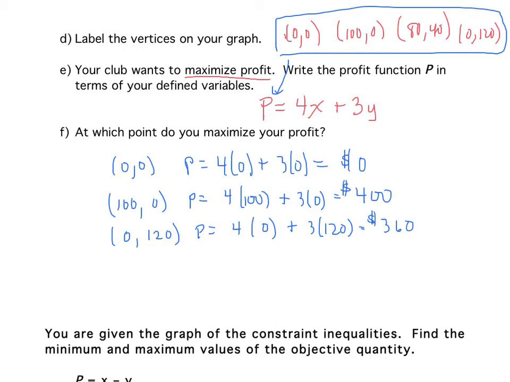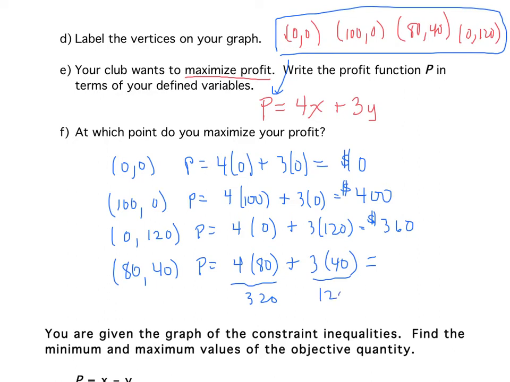And then the last one, the (80, 40), we could have a profit of 4 times 80 plus 3 times 40, and this yields a 320. This yields a 120. Add that together, and that gives us our greatest profit of $440. Okay, so the goal would be for us to sell 80 t-shirts and 40 baseball caps to maximize our profit and get $440.